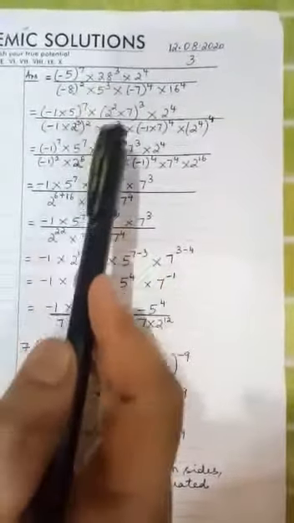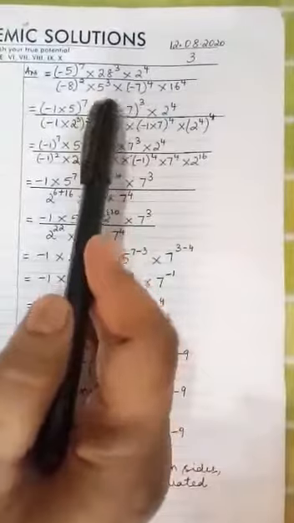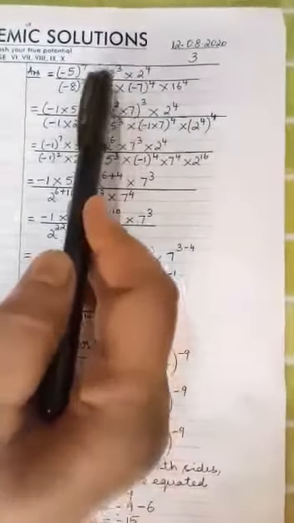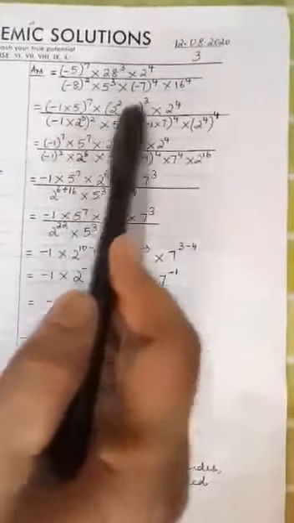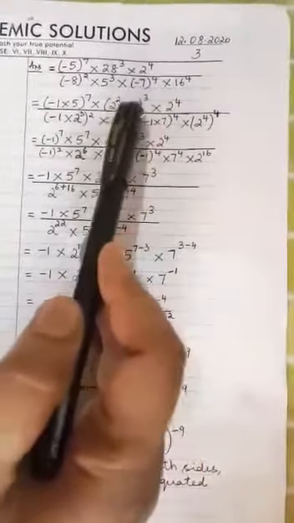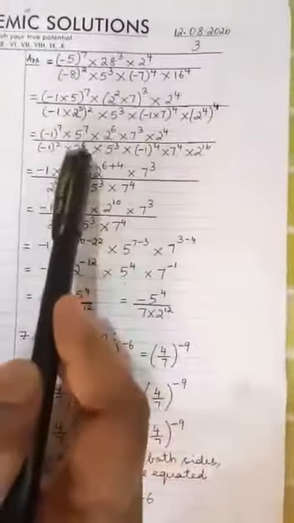28 can be factorized as 2 into 2 into 7. 2 into 2 meaning 2 square, so 2 square into 7. Now 28 is raised to the power 3, so 2 square into 7 should be raised to the power 3. See here, 7 into 4 is 28. So this is 28, 28 to the power 3.